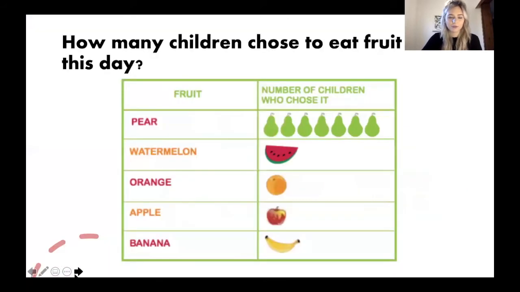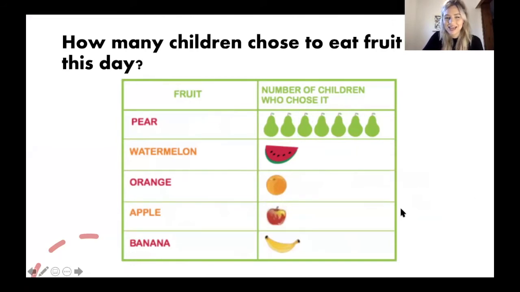Let's move on. So we've got a question here. How many children chose to eat fruit on this day? You're going to work this question out now. Remember, each child is represented by one piece of fruit. Okay, so they've chosen one piece of fruit. You need to work out how many children chose to eat fruit on this day. Pause the video here to have a go at this question.